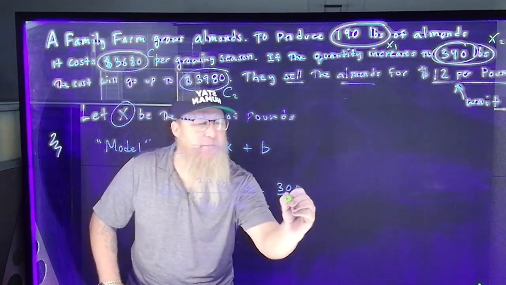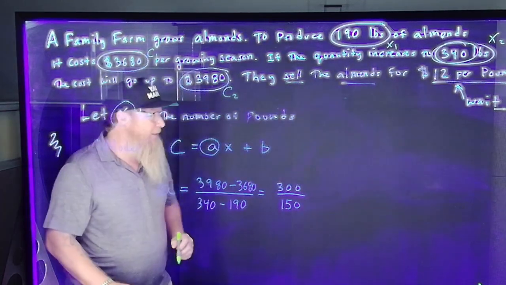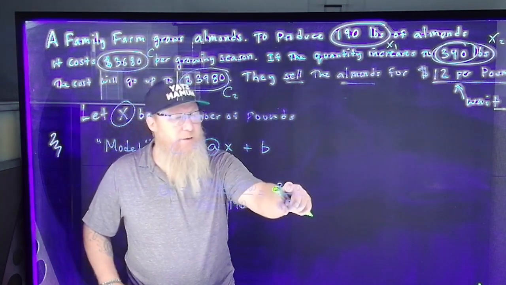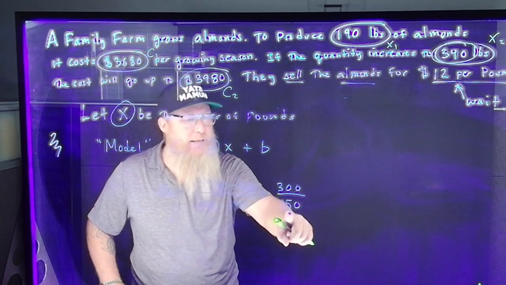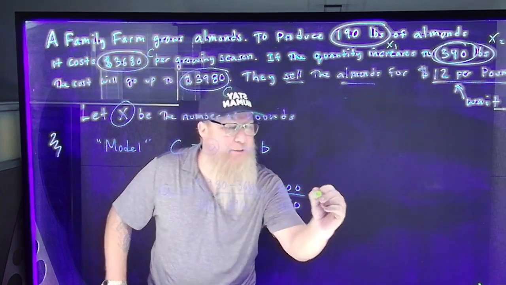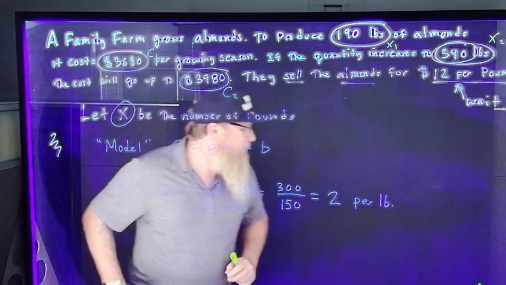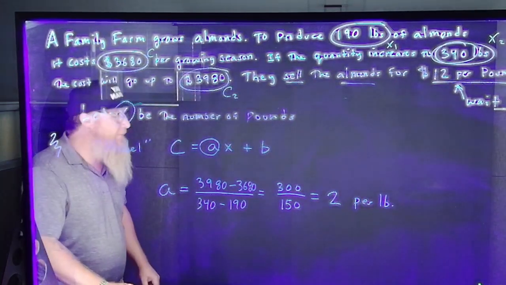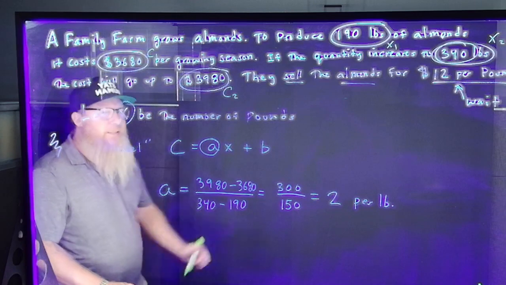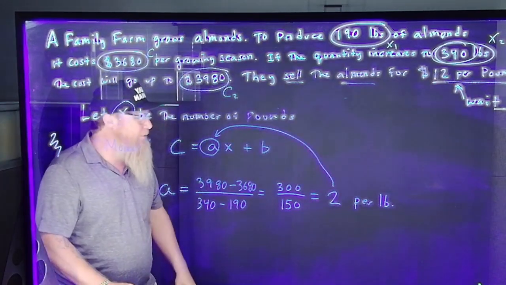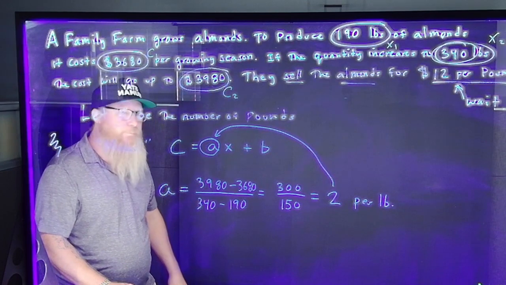That looks like 150 pounds difference. So the difference in cost is $300. The increase in the quantity is 150 extra pounds. And so that's $2 per pound. Yeah, 300 divided by 150 is 2. So this is our rate at which we can produce the almonds, $2 a pound.